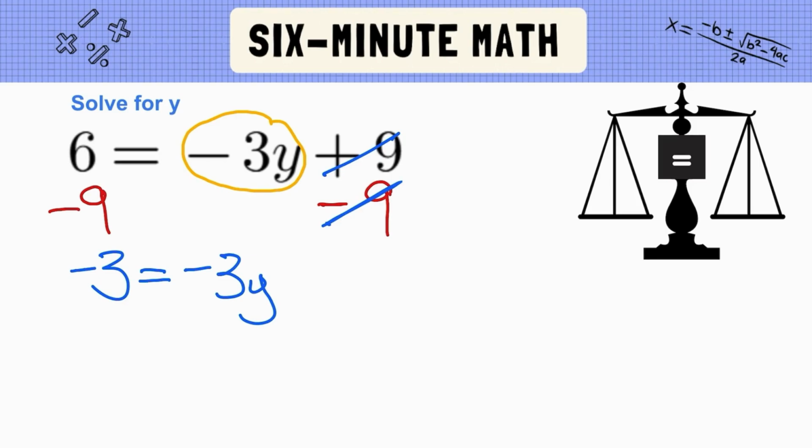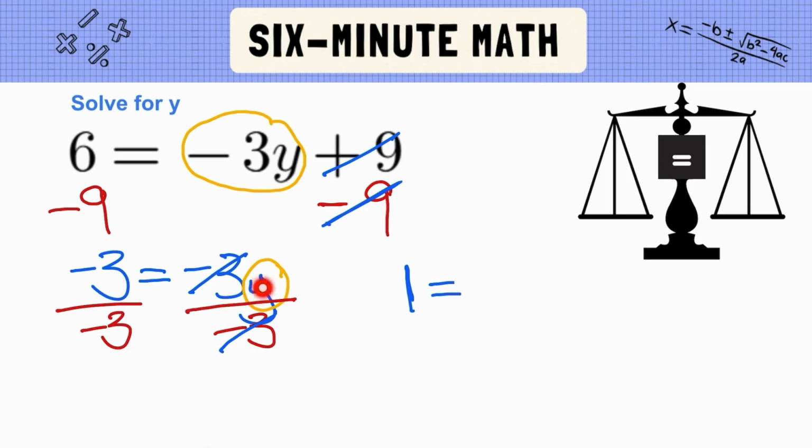At this point, I need to isolate for my variable, so I need to get rid of this coefficient of negative 3. And how do I get rid of that coefficient? I'm going to divide by negative 3 on both sides. Negative 3 divided by negative 3 is equal to 1, equals this negative 3 divided by negative 3 cancels each other off in this situation because it is attached to the variable, which means y is equal to 1.